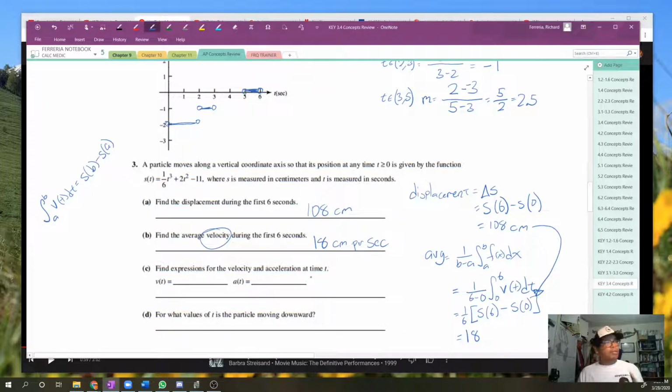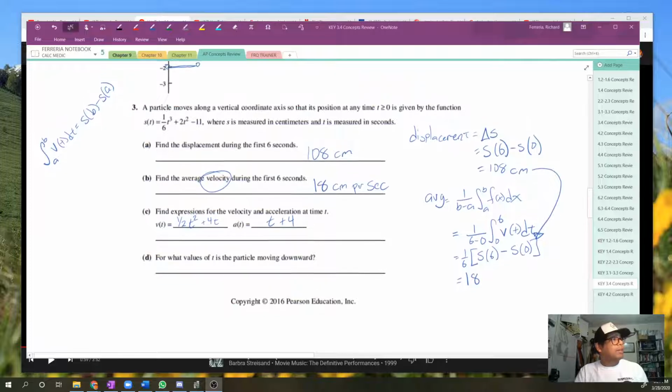Find expressions for velocity and acceleration. Okay, now they're asking me to find derivatives. So the expression for velocity is the derivative of position, which is 1/2 t squared plus 4t. And then the acceleration is just the derivative of velocity. So the derivative of velocity is what? t plus 4? Yeah, that looks right.